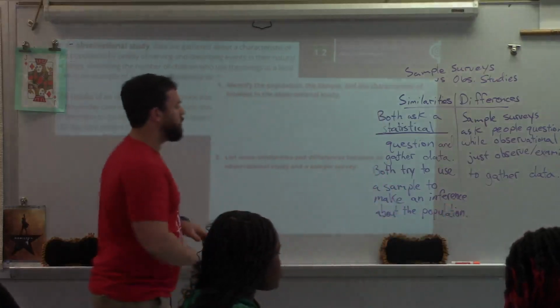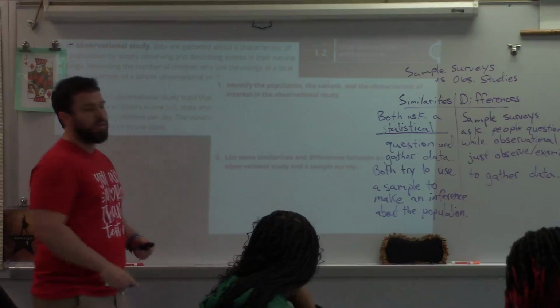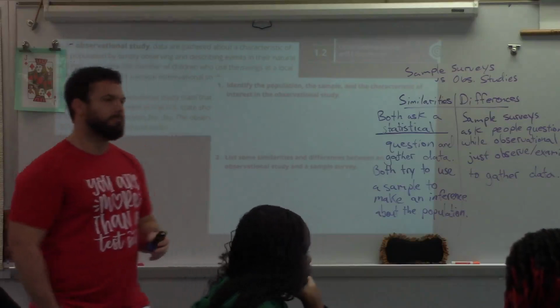Both try to use a sample to make an inference about the population. That's the goal. And that goal is foundational to what we are doing.